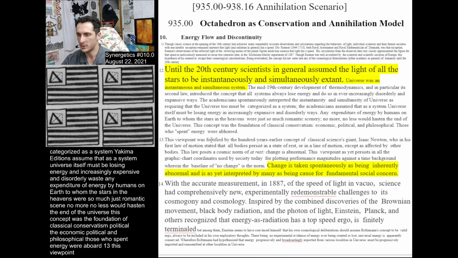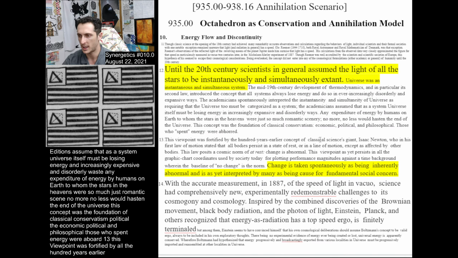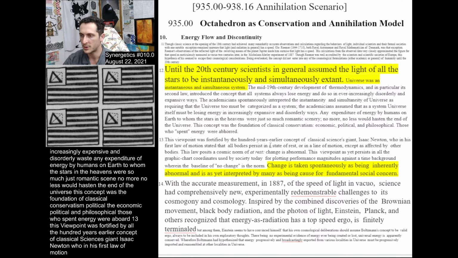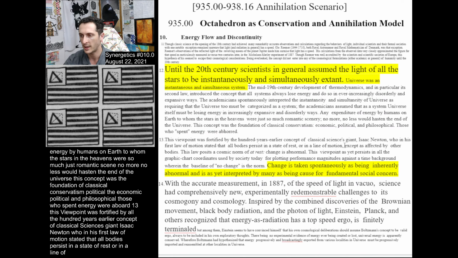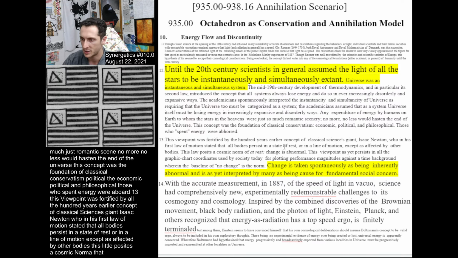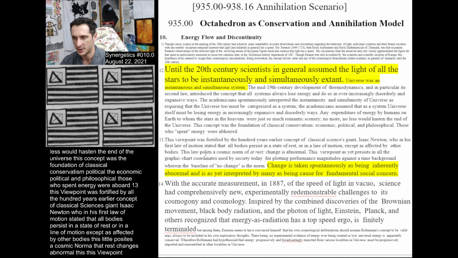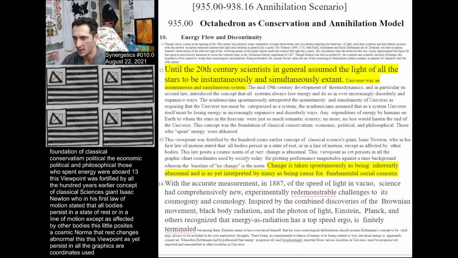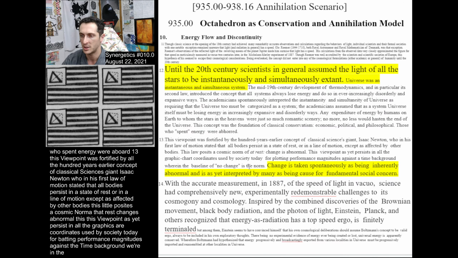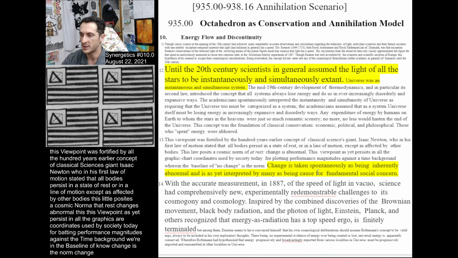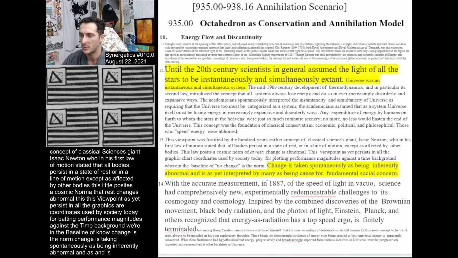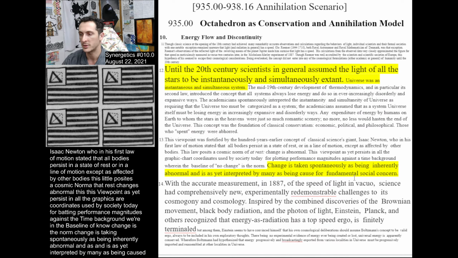13. This viewpoint was fortified by the concept, 100 years earlier, of classical science's giant, Isaac Newton, who in his first law of motion stated that all bodies persist in a state of rest or in a line of motion except as affected by other bodies. This law posits a cosmic norm of at rest. Change is abnormal. This viewpoint as yet persists in all the graphic chart coordinates used by society today for plotting performance magnitudes against a time background, wherein the baseline of no change is the norm. Change is taken spontaneously as being inherently abnormal and is as yet interpreted by many as being cause for fundamental social concern.